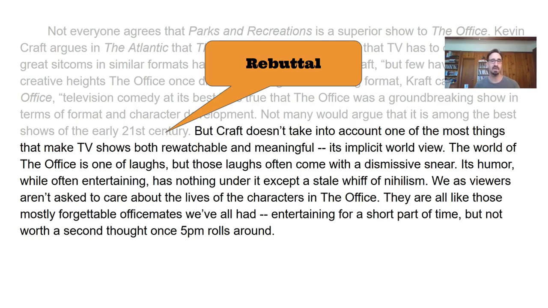So oftentimes, a counter argument can be 1, 2, 3, maybe even more paragraphs. So don't feel like you have to limit yourself to one paragraph. A really good rebuttal or a really good counter argument really takes about 2 or 3 paragraphs. So again, those are the 3 big parts: the summary of the opposing view, the concession, and then rebuttal.